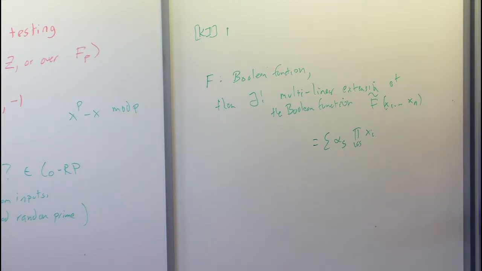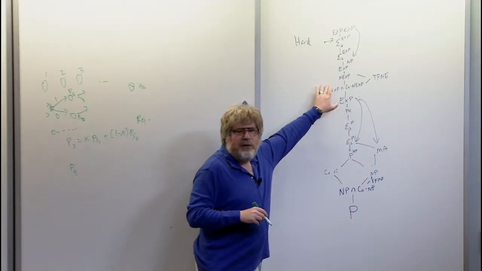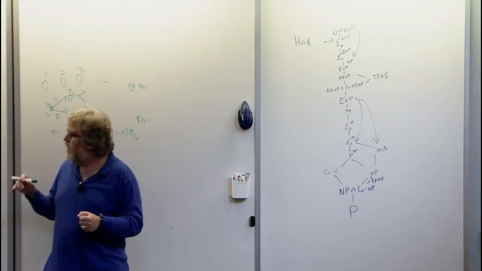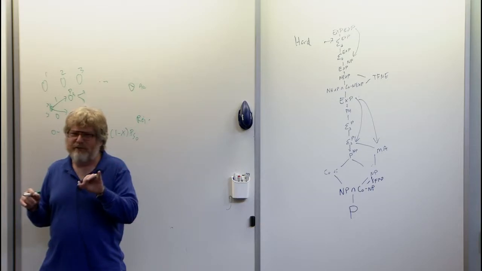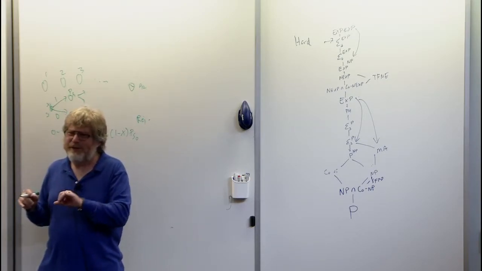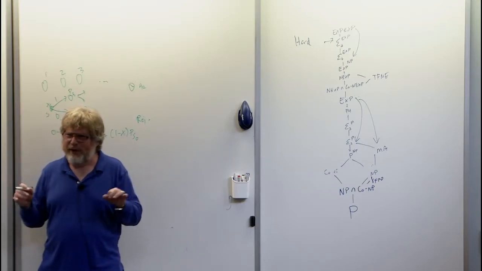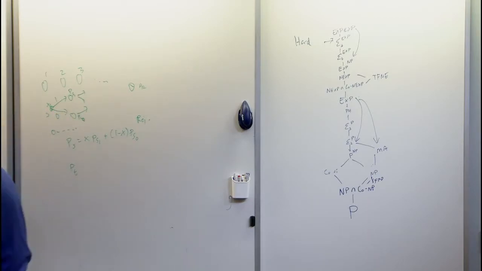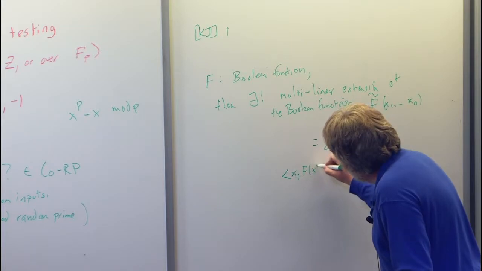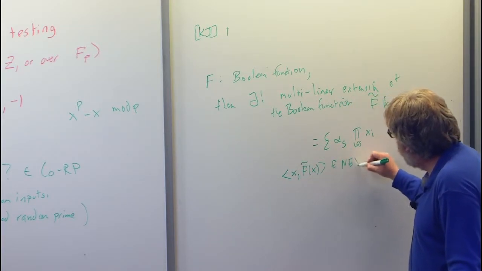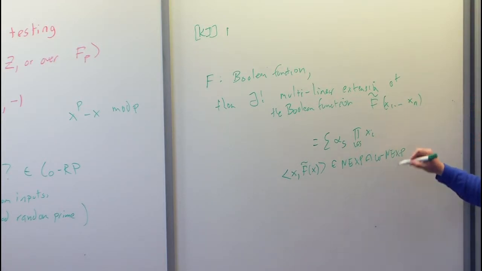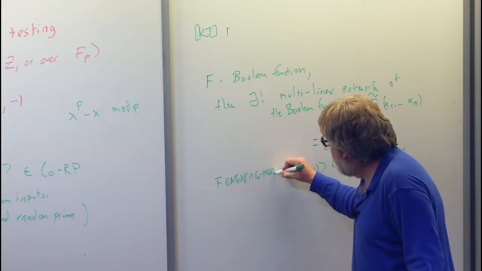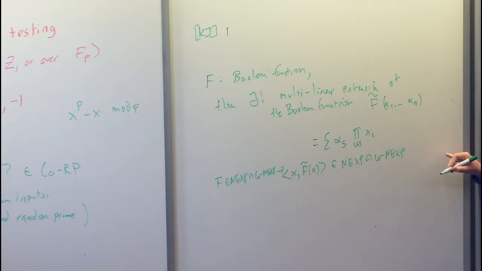I'm also going to be talking about NEXP intersect coNEXP. When we go to multilinear extensions, functions in NEXP intersect coNEXP are essentially in NEXP intersect coNEXP, though what it means for a function to be in NEXP intersect coNEXP is not really clear, because you have to ask what is a witness. We'll say that, sort of morally, if f is in NEXP intersect coNEXP, then the graph of the function is in NEXP intersect coNEXP.